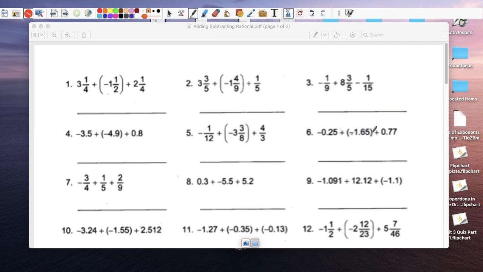Okay. These are just decimals, so these two are two negative numbers, so we just combine them. So it's going to be negative 1.90 plus 0.77, right? So if you're at negative 1.90 and you add 0.77, you're walking to the right, and you're going to get negative 1.13.